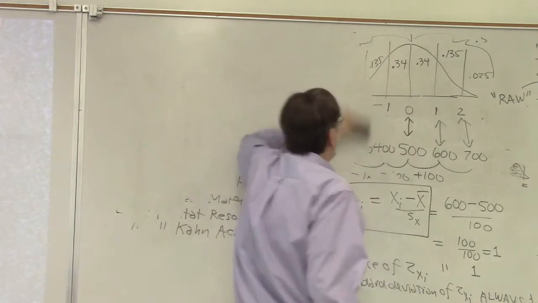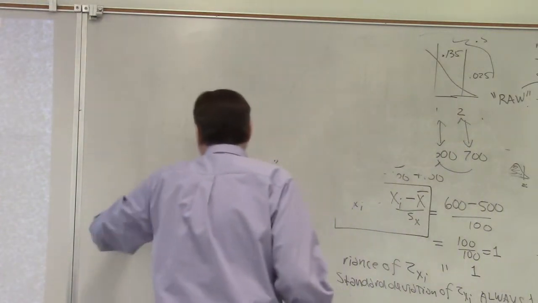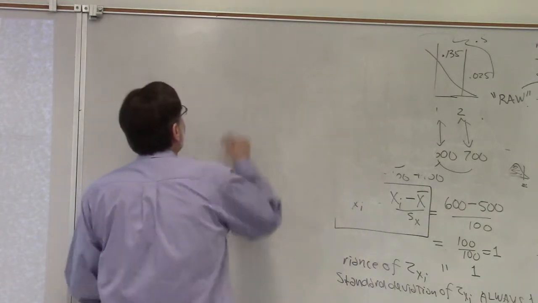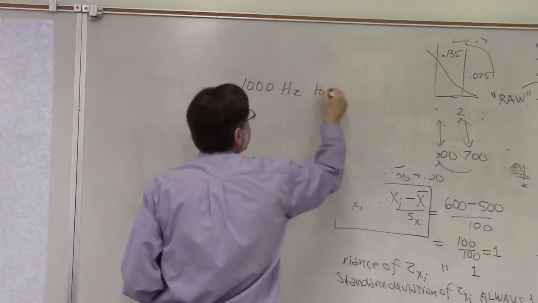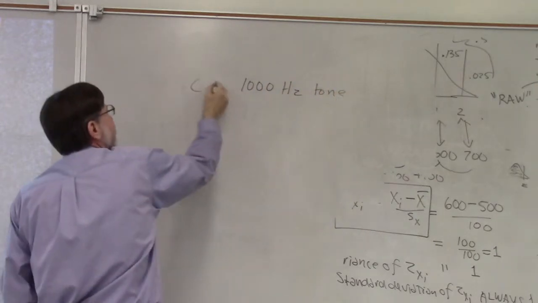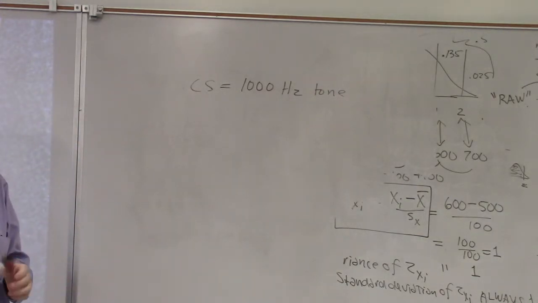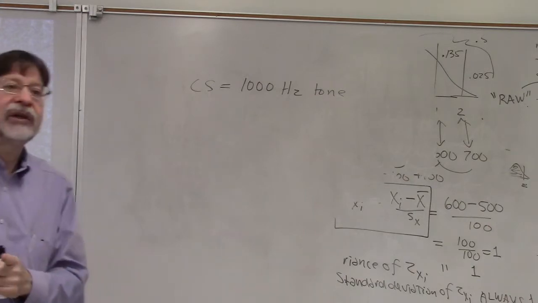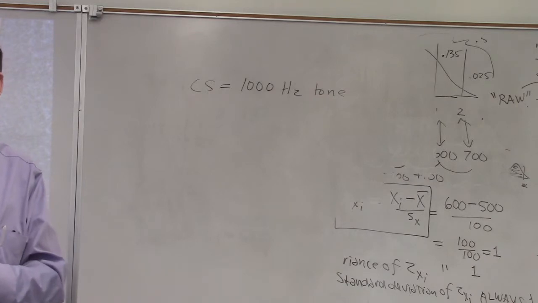If the bell has a tone of 1,000 hertz, let's say that that's our conditioned stimulus. A bell that rings at 1,000 hertz. So just for reference, the A above middle C is 440 hertz.